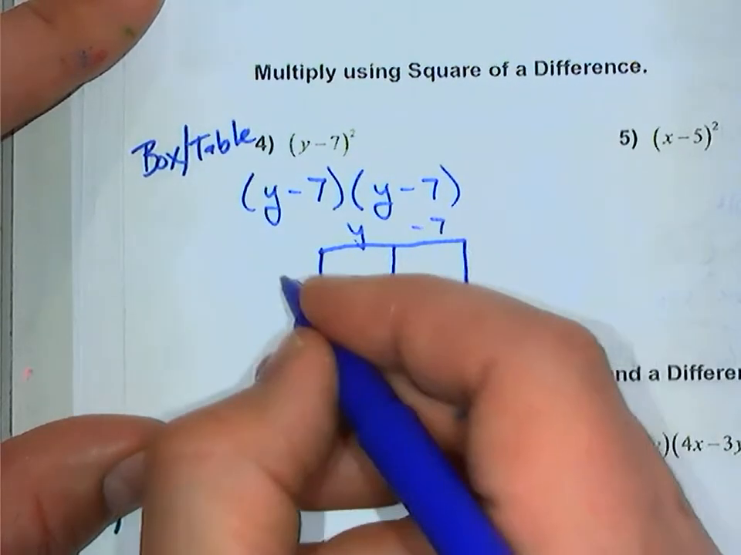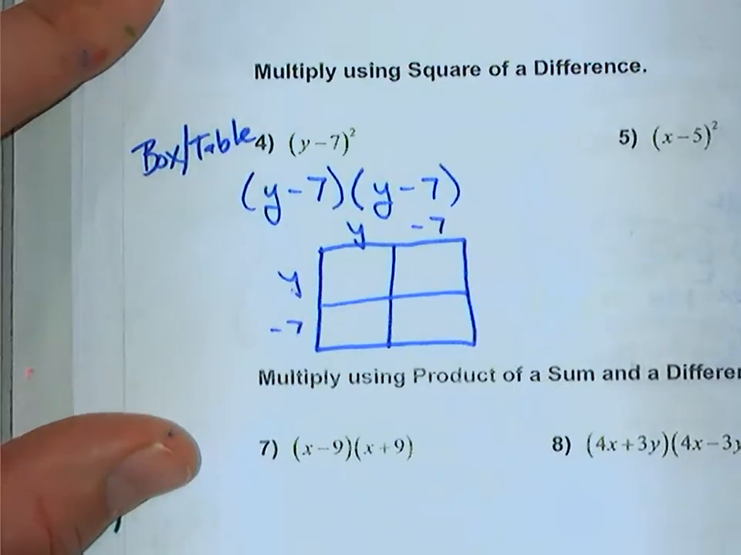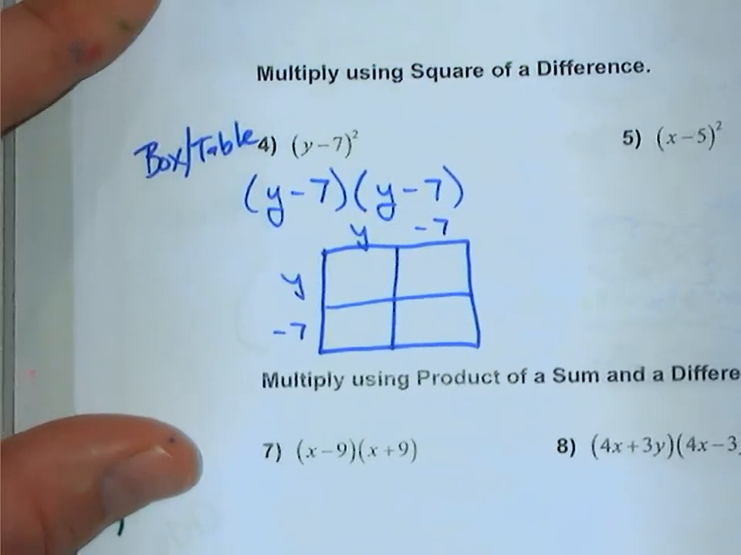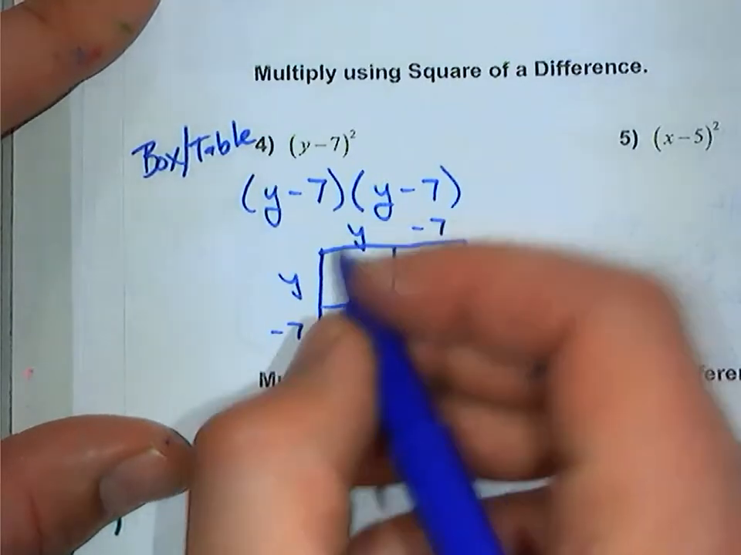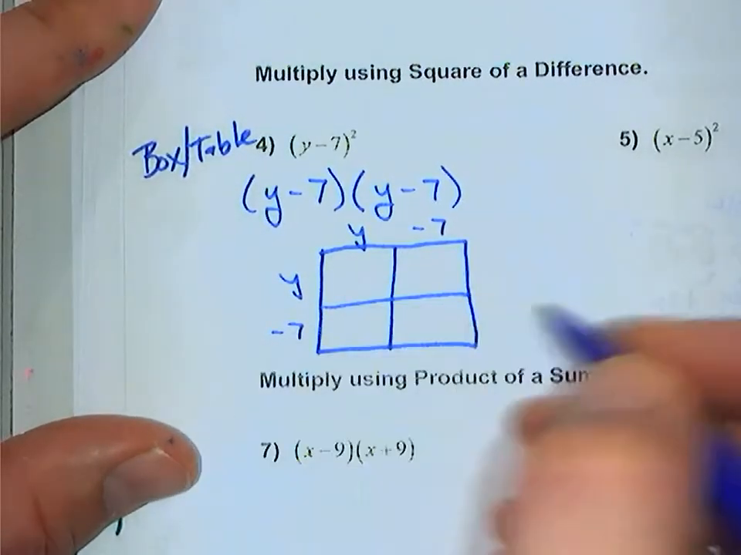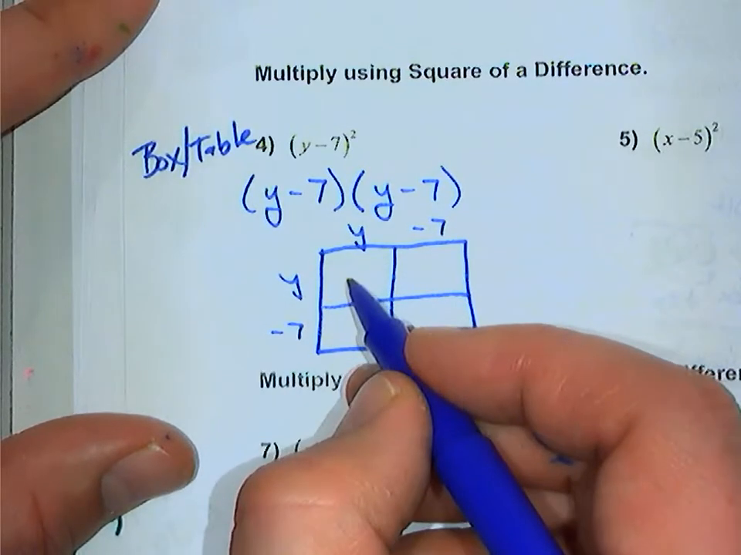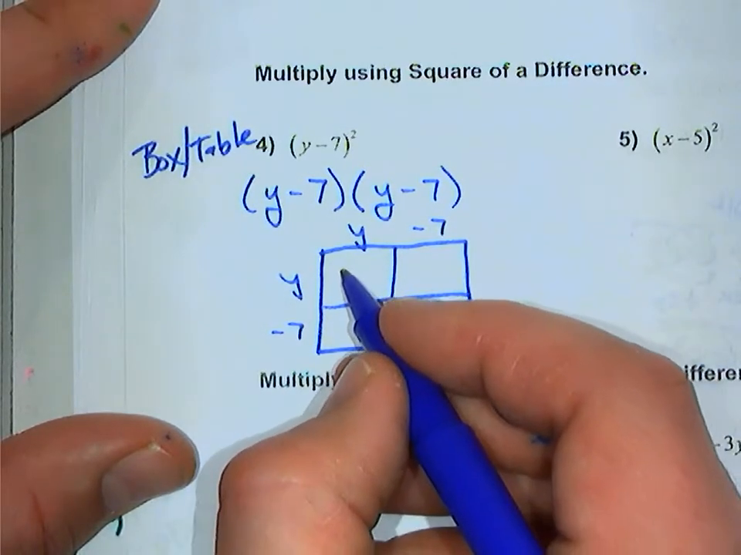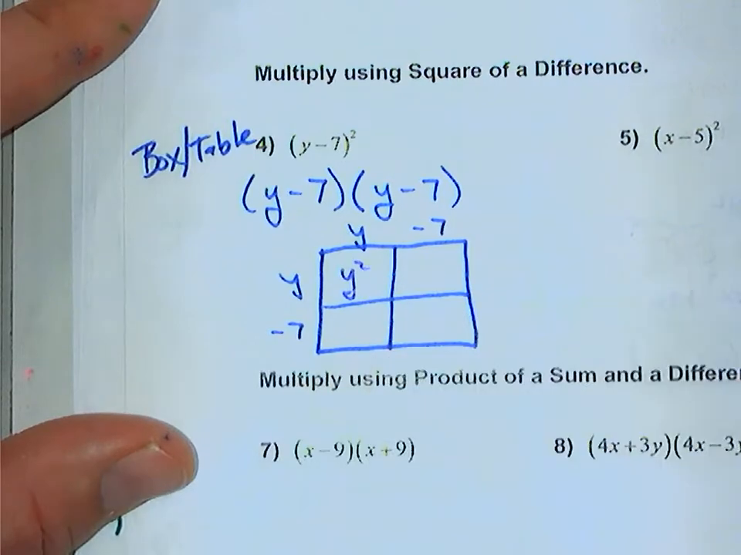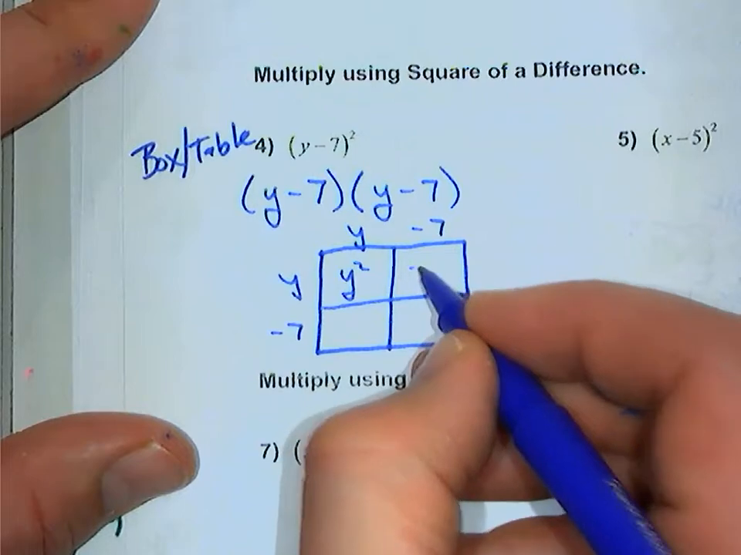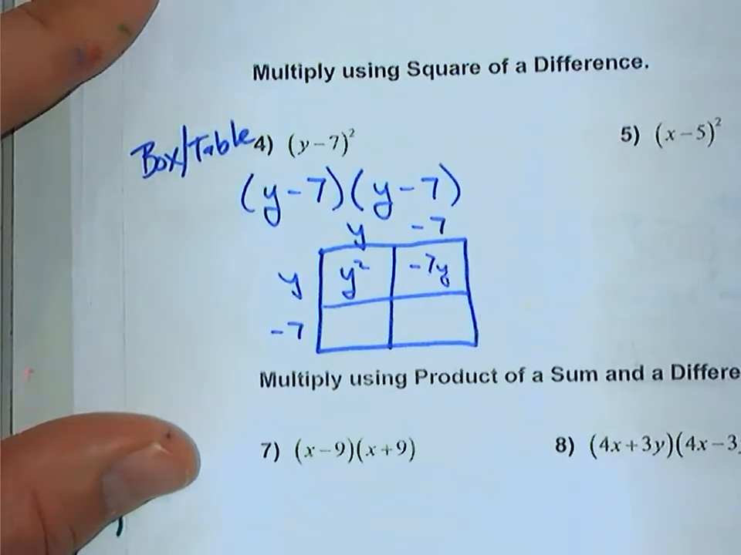So y minus 7 here and y minus 7 here. If you're struggling with FOIL, well, this is another option. This will give you your 4 boxes, your 4 terms. When they meet in a box, they multiply. So y times y is y squared. Y times negative 7 or negative 7 times y is just negative 7y.